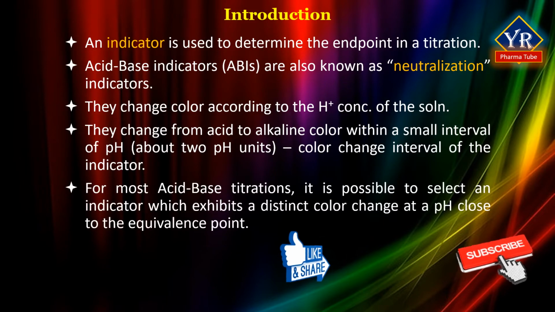For most acid-base titrations, it is possible to select an indicator which exhibits a distinct color change at the pH close to that corresponding to the equivalence point. The equivalence point in the titration is the point where in the solution there is an equal molar concentration of titrant and analyte. In acid-base titrations, this is the point of neutralization.